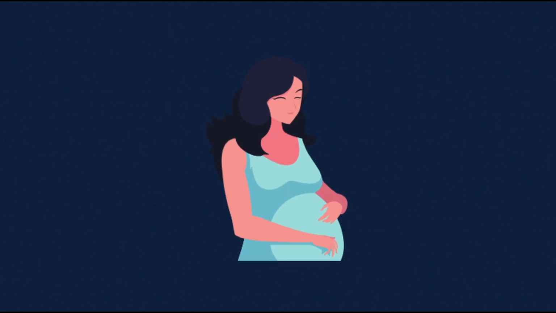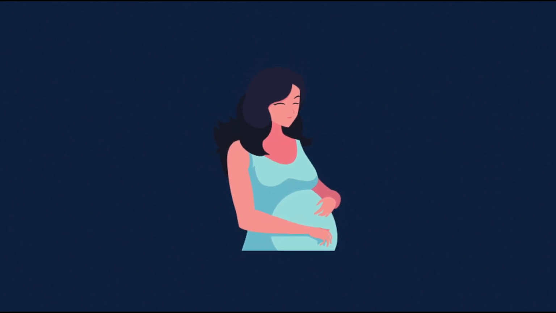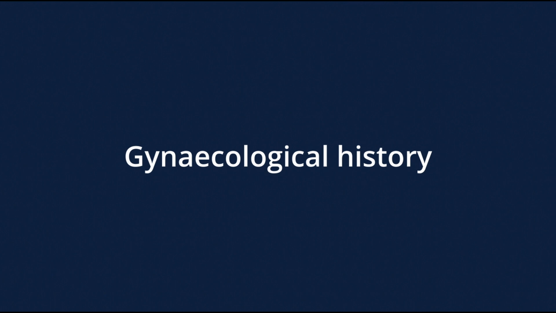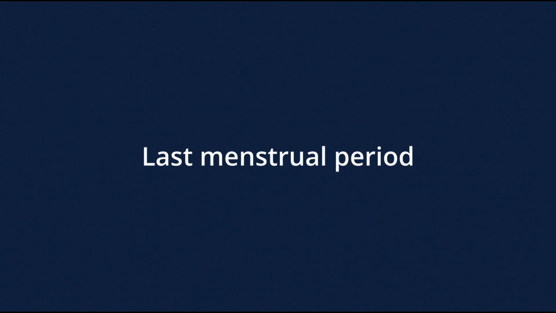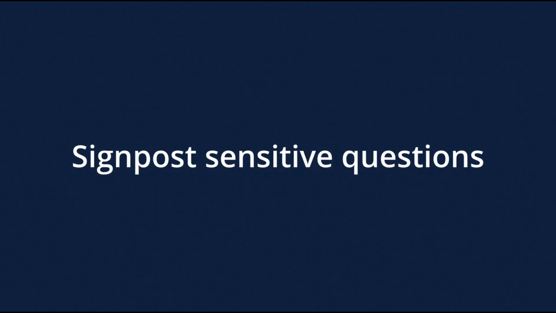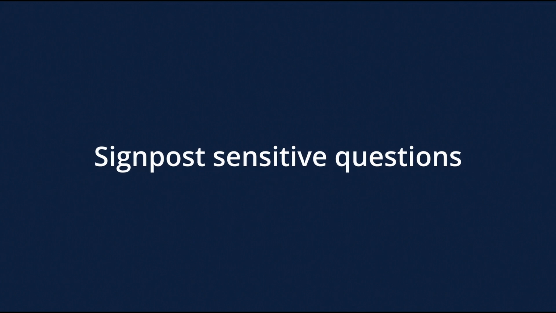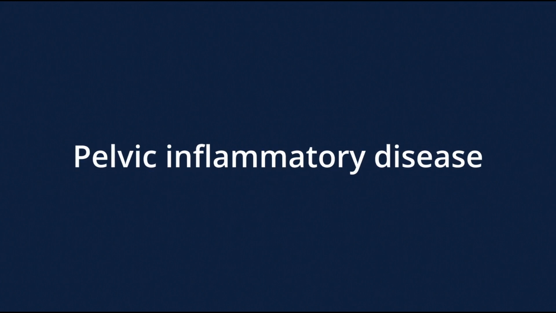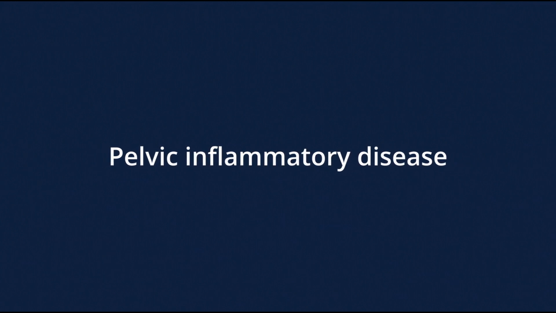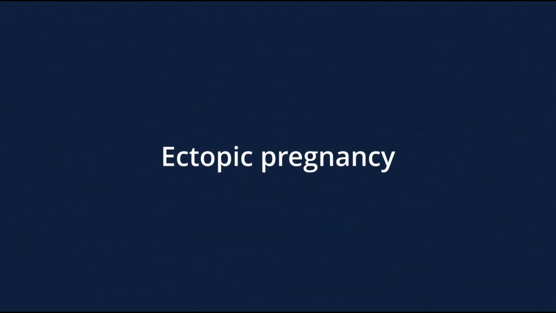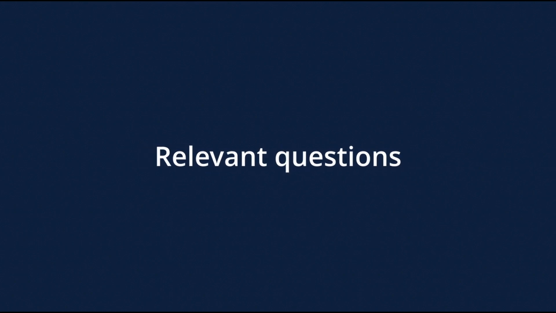In a woman of childbearing age, don't forget to ask about pregnancy. Consider eliciting a gynecological and obstetric history. Ask about contraception, ask about last menstrual period, ask about a history of sexually transmitted infection. Make sure that you signpost your question before asking sensitive questions. Think about pelvic inflammatory disease that could be radiating to the abdomen, any history of previous ectopic pregnancy, history of vaginal bleeding. These are important features to ask.